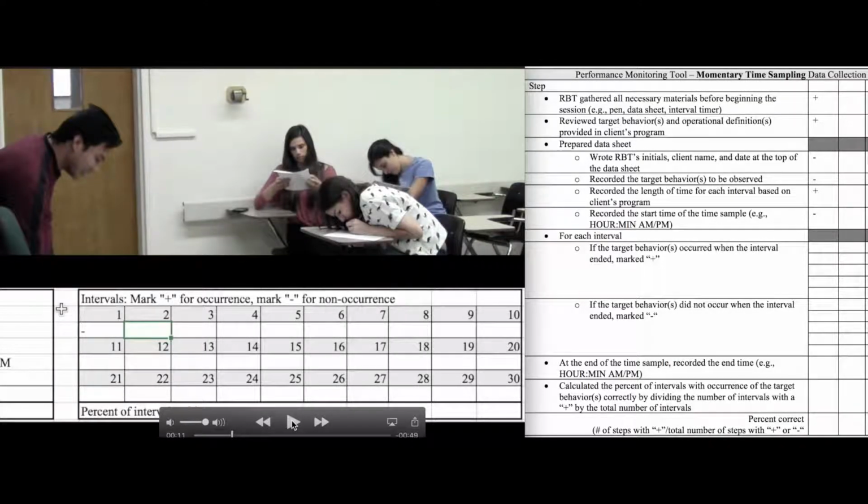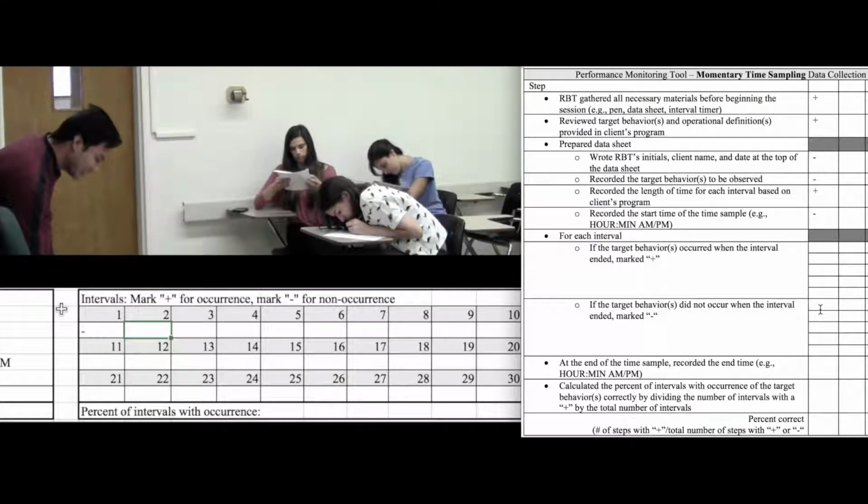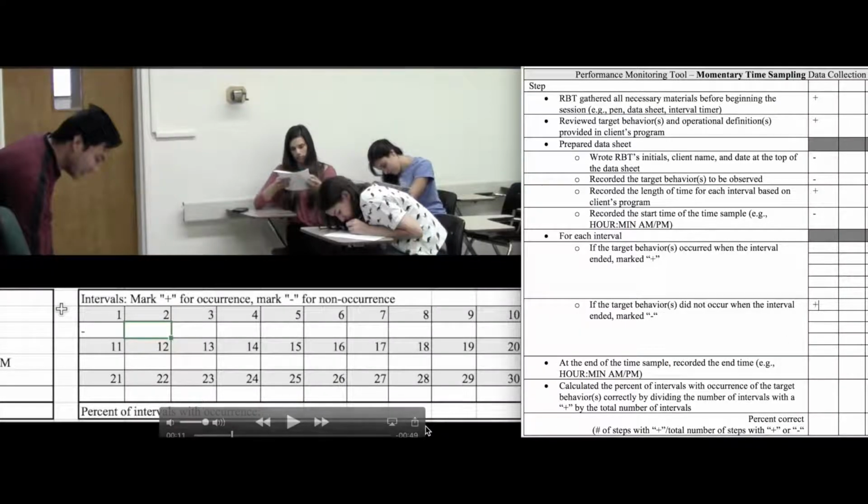All right, nice work. When the timer went off at the end of the interval, our client was not attending because she was not facing the chalkboard. So Lance correctly marked a minus, meaning the non-occurrence of the target behavior. So over on our PMT, we're going to give him a plus for accurately taking data. Let's go ahead and look at the next interval.